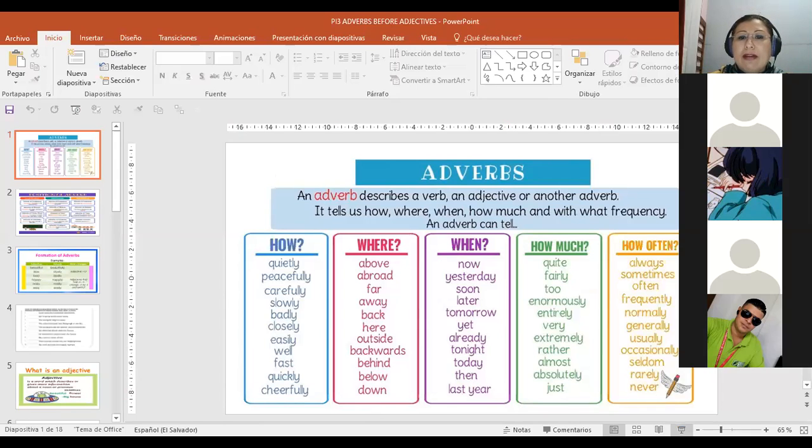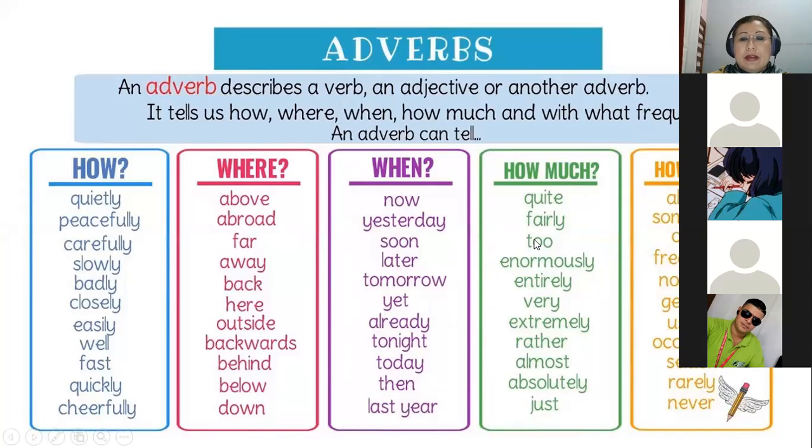And in here you have the definition of adverbs, okay? So it says, an adverb describes a verb, an adjective, or another adverb. It tells us how, where, when, how much, and with what frequency. An adverb can tell how frequently, how peacefully, how carefully, how slowly, how badly, how closely, how easily, how well, okay? It can say also fast. How fast, how quickly, how cheerfully.